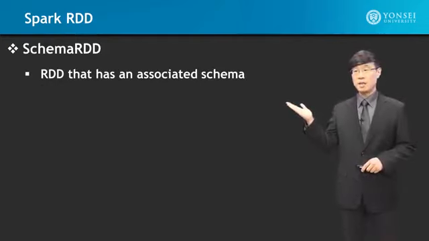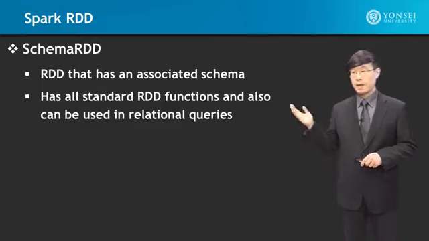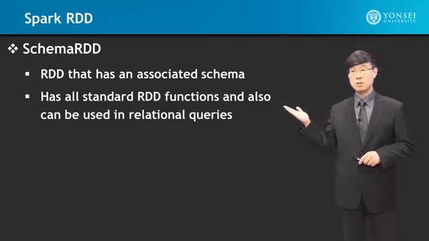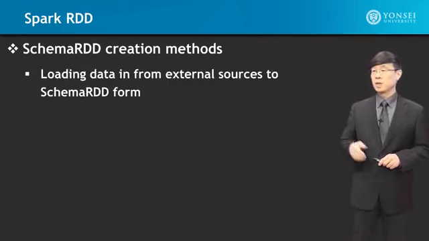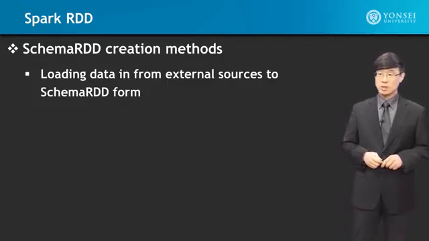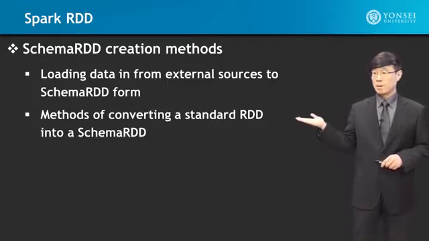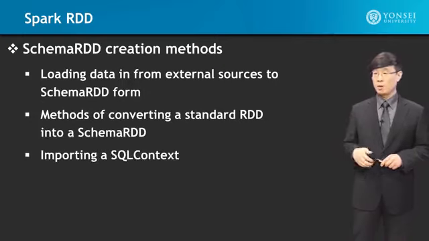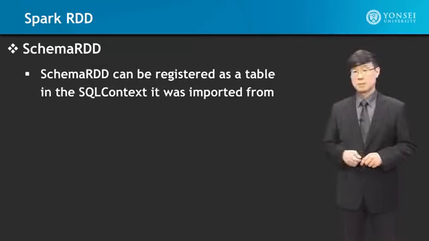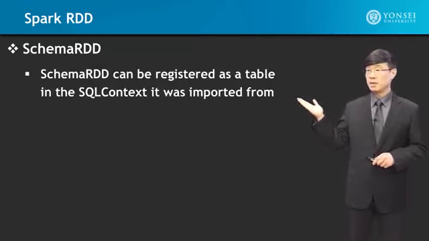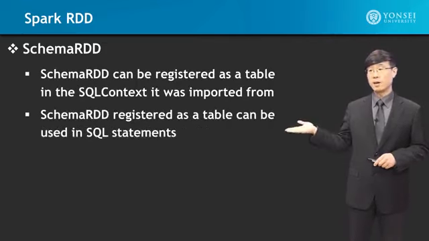Schema RDD is an RDD that has an associated schema. It has all standard RDD functions and can also be used in relational queries. Schema RDD creation methods include loading data in from external sources to schema RDD form, applying methods of converting a standard RDD into a schema RDD, importing a SQL context, or applying the create schema RDD function on SQL context. Schema RDD can be registered as a table in the SQL context it was imported from, and a schema RDD registered as a table can be used in SQL statements.